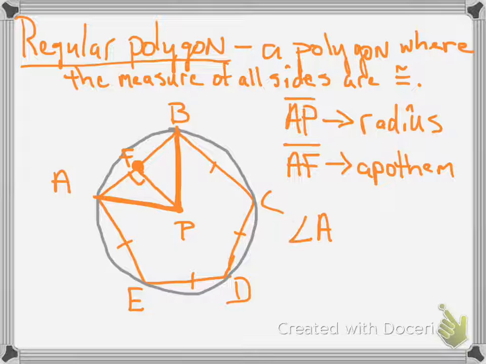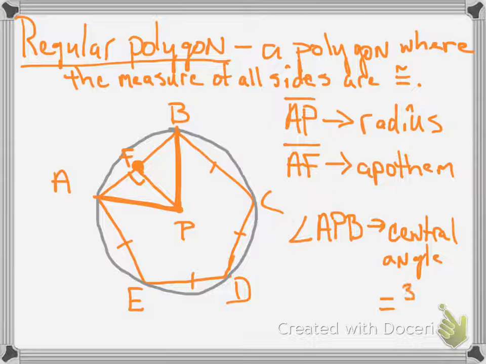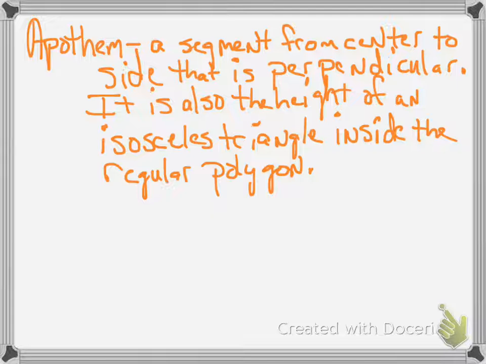And then if you have two vertices joined together to make an angle through the center, that is called the central angle. That's important because if you take the number of sides and divide that into 360, that will give you that angle measure. For example, but I do have some more things I want to say.